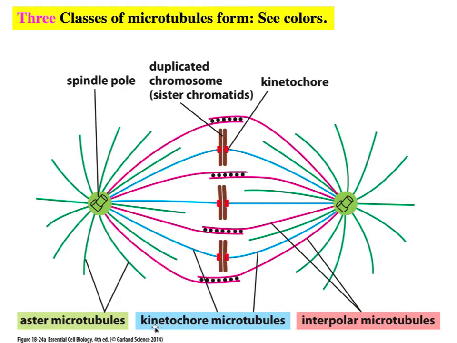Then we have those microtubules which are attached to chromosomes, indicated in blue. And finally, we have those microtubules which connect one aster to its partner, and those are indicated in pink. And the whole system works in collaboration to perform the manipulations necessary to divide the chromosomes into two halves.